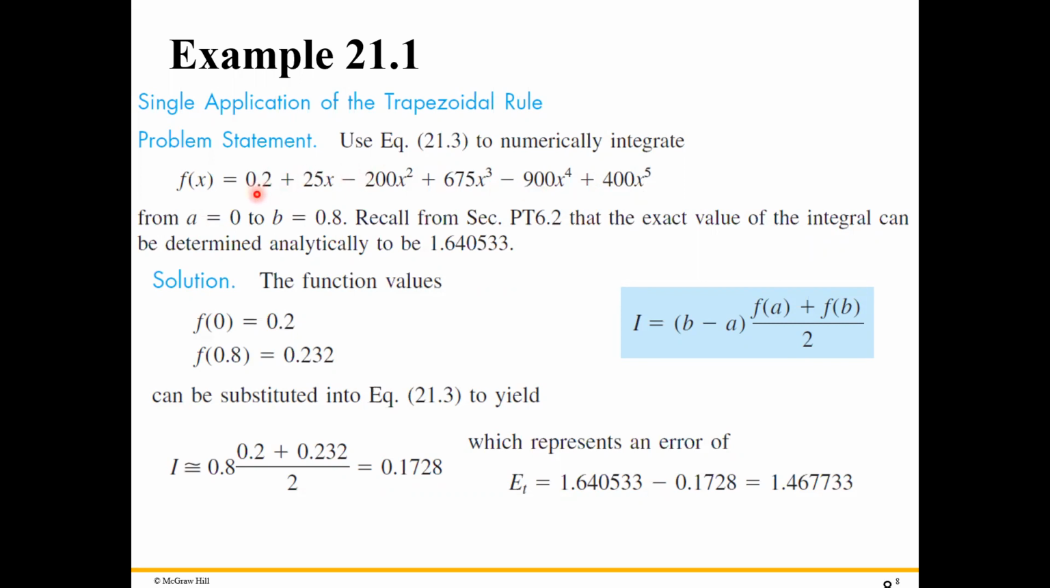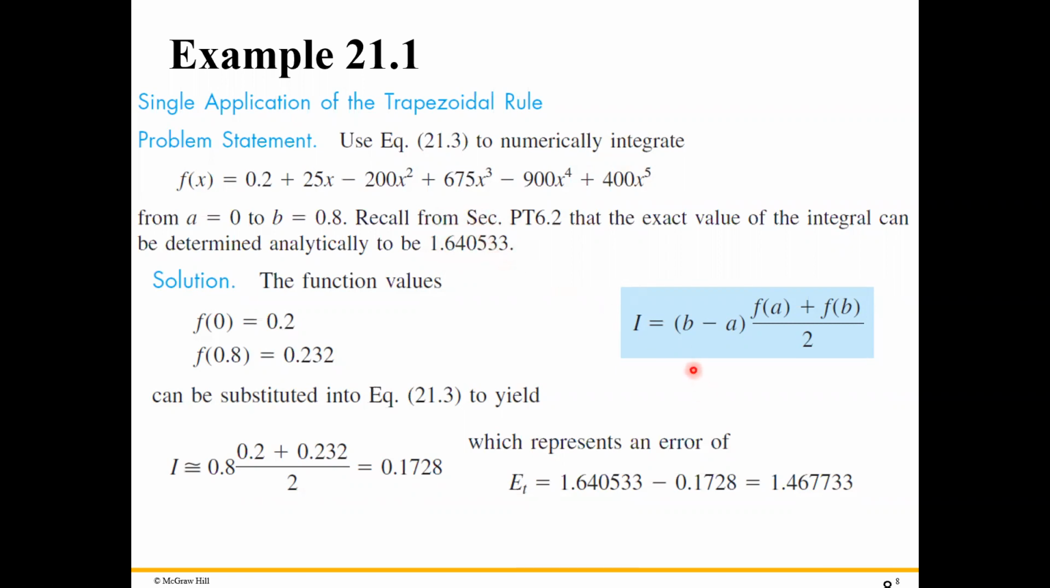If we integrate it, it will be 0.2x plus 25x squared over 2 minus 200x cubed over 3 plus 675x to the power 4 over 4 minus 900x to the power 5 over 5. This is a polynomial, so we can very easily integrate it. Then if we input the limits, we get the answer, which is 1.640533. To 6 decimal places, this is the true answer. So we already know the true answer. How can we approximate it with the trapezoidal rule?